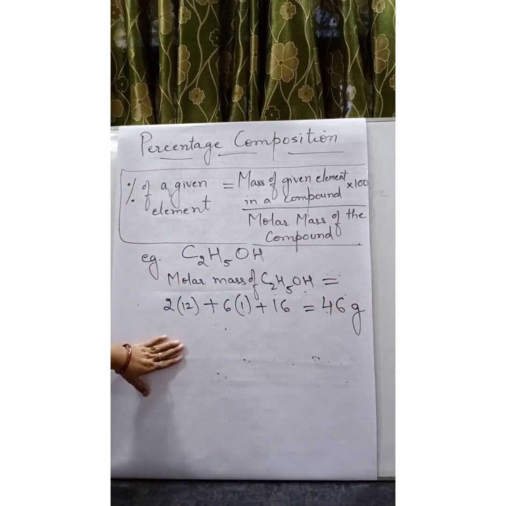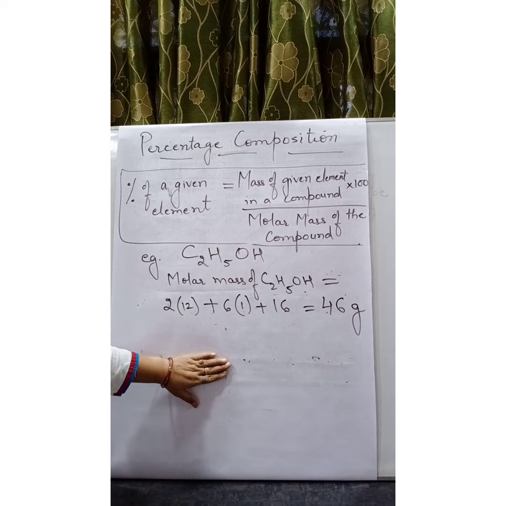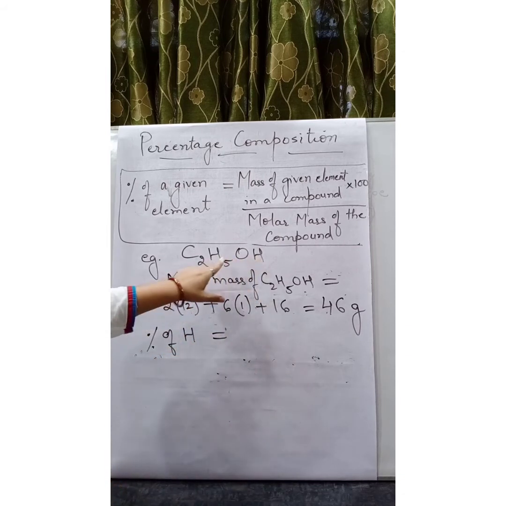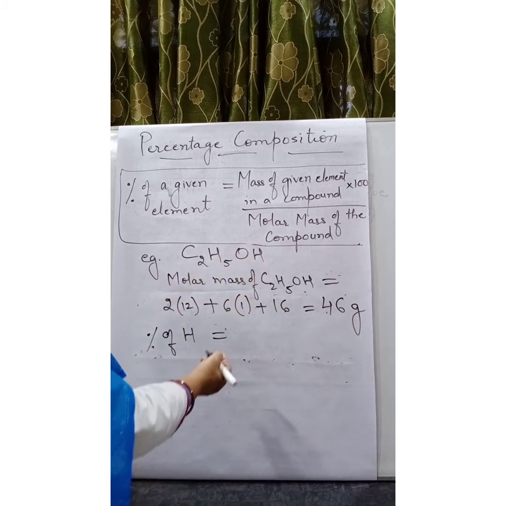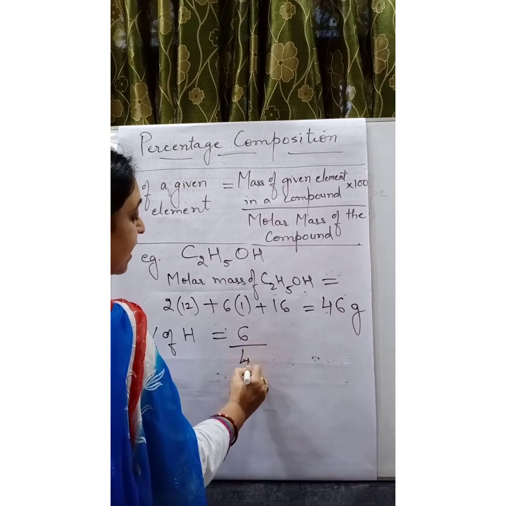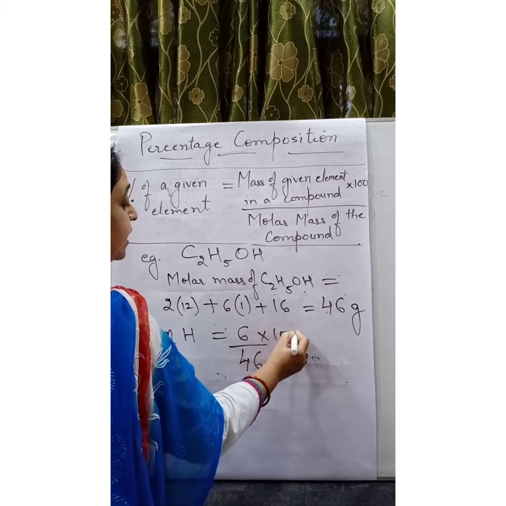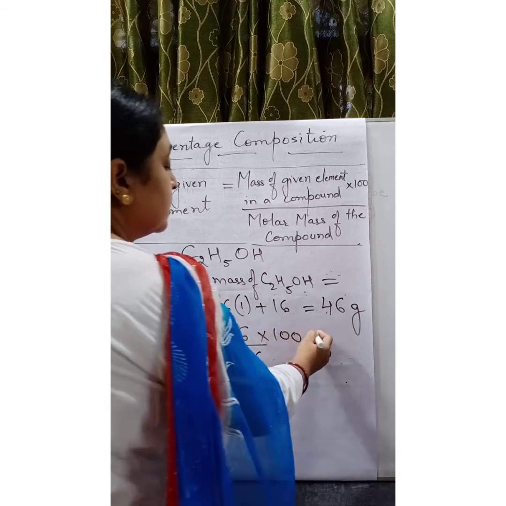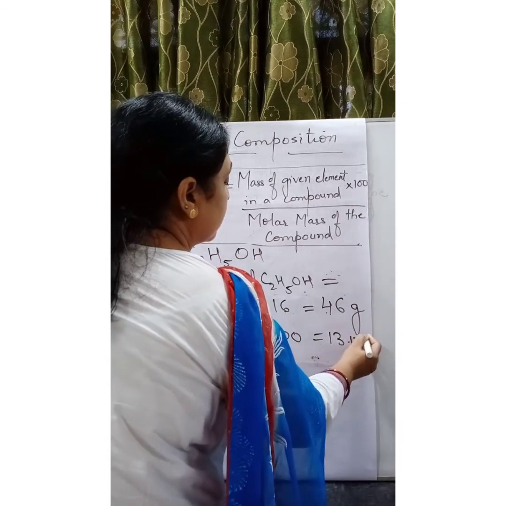And now similarly, we can calculate the percentage composition of various elements. For example, I want to calculate the percentage of hydrogen. So in total how many hydrogens are there? 6 hydrogen, and 1 is the atomic mass of each. So 6 divided by 46 into 100. In this way you can calculate the percentage of hydrogen, and when we solve this you are going to get 13.13%.